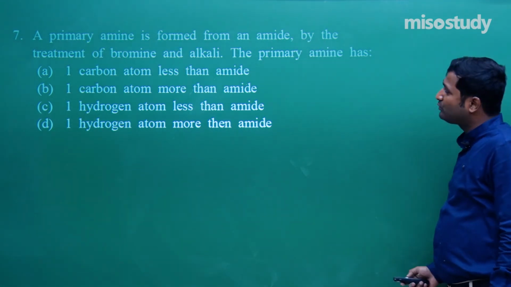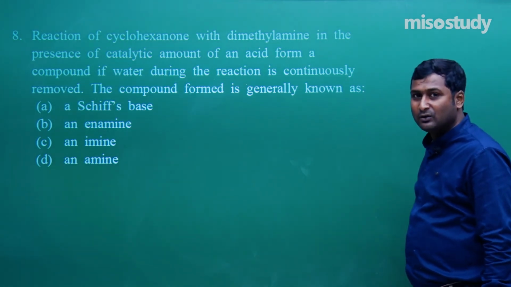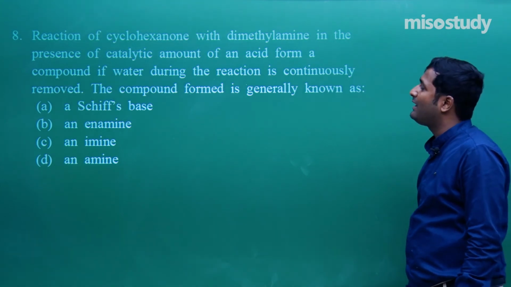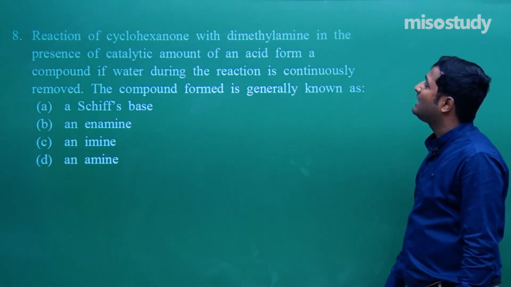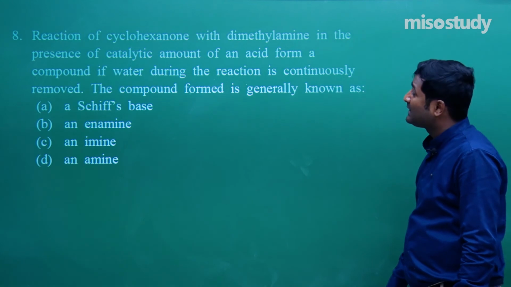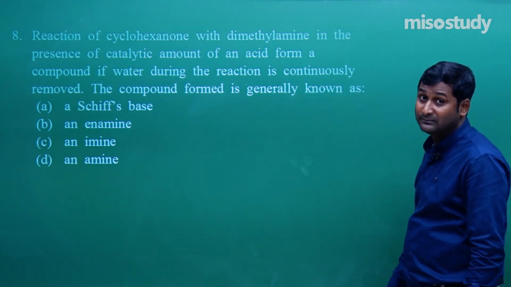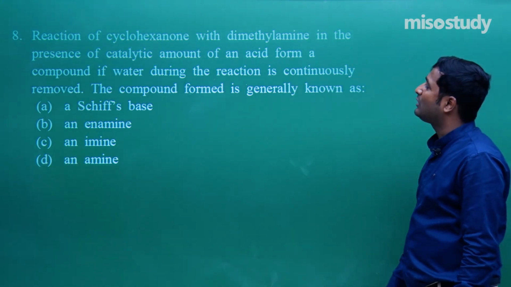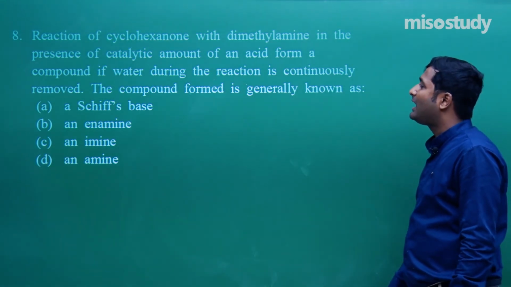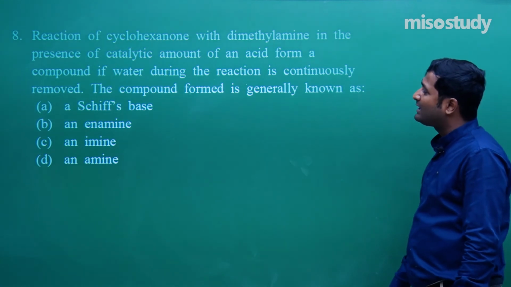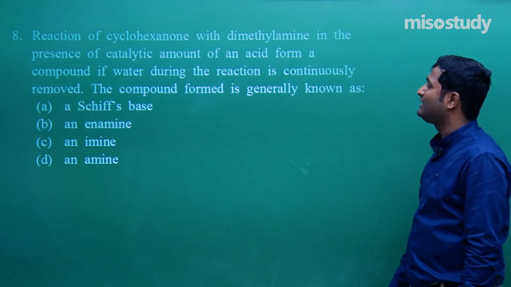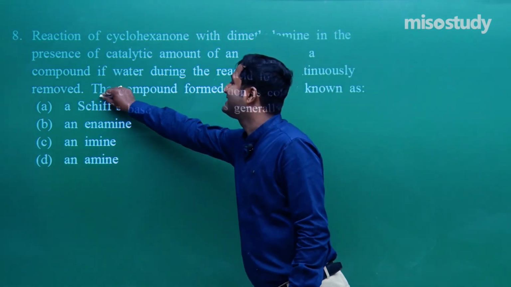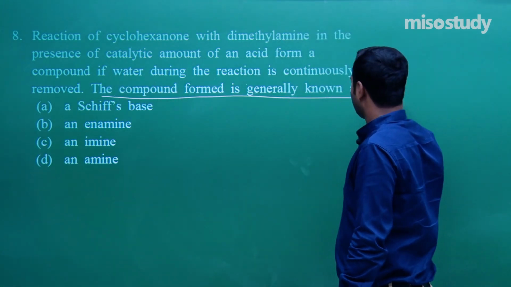Now let's move to the next question. Read the question. This is a very simple question. Reaction of cyclohexanone with dimethylamine, in the presence of a catalytic amount of an acid, forms a compound. If water during the reaction is continuously removed, the compound formed is generally, this is just a theory.